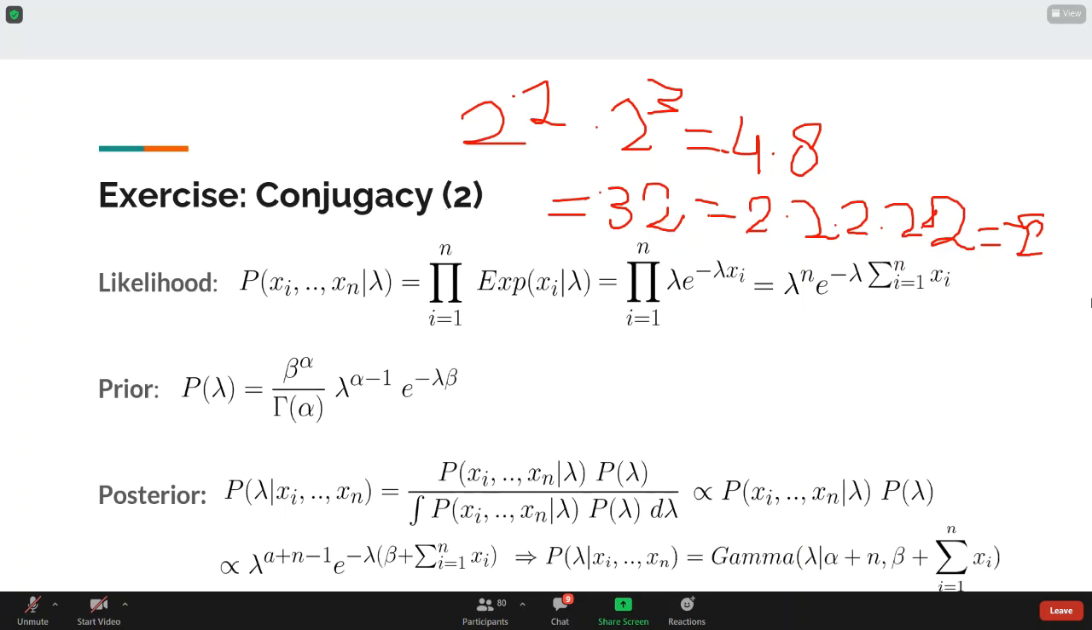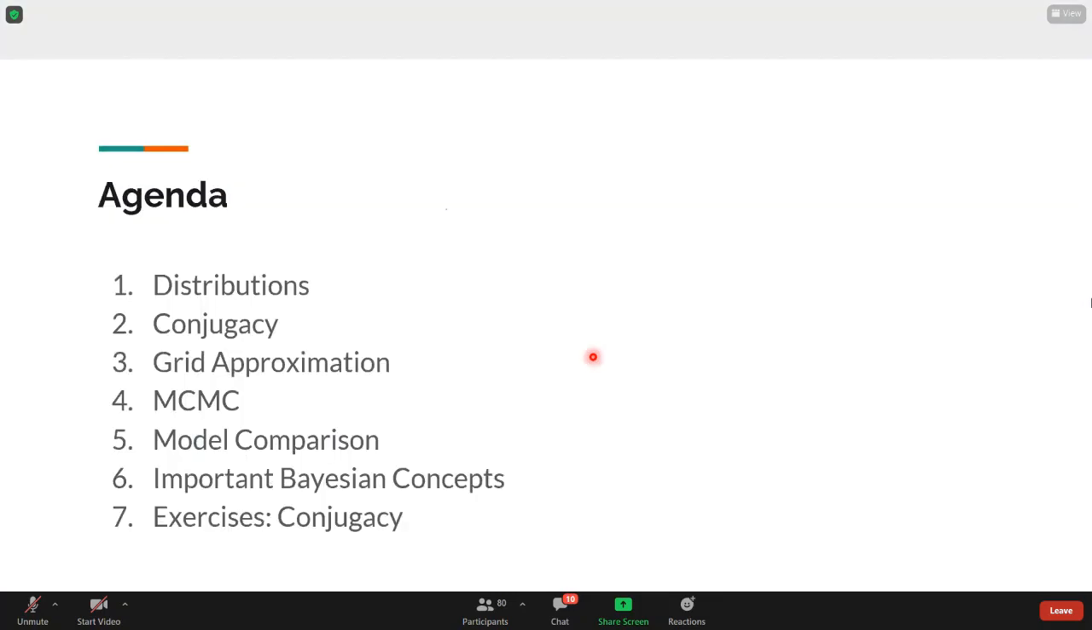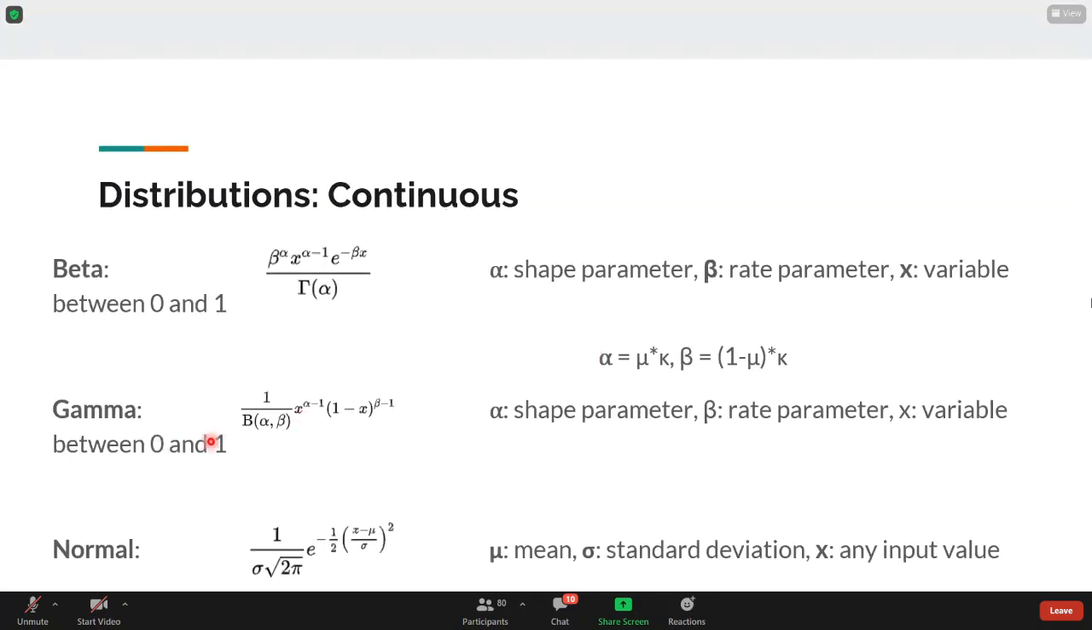Did I make a mistake? Let's go back. The first slide, it was different. Yeah, so here there's a gamma. It says yes. Oh, yes. Hey, you missed. Yeah, but I copied everything from the slides.